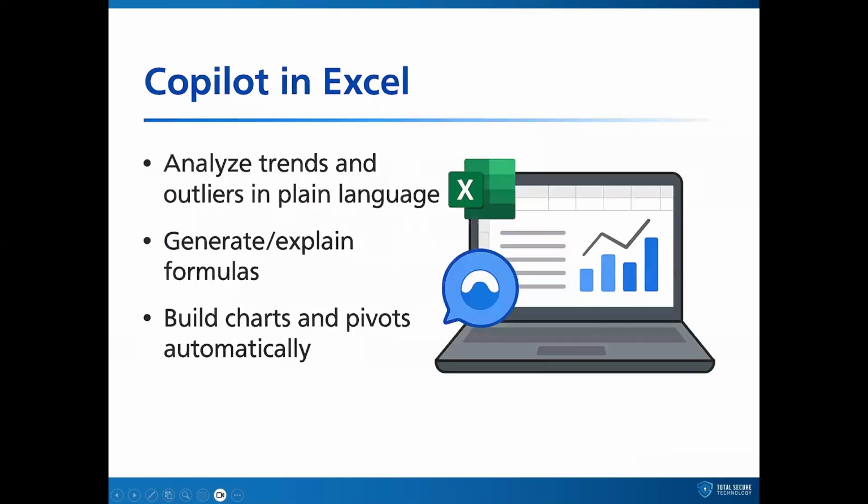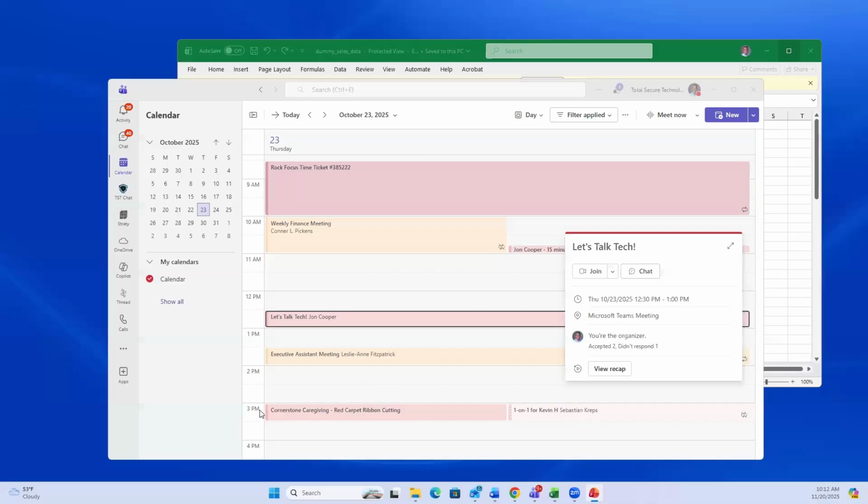So that was an example in Word, and then I'm going to get to our next one here, which is Excel. You can analyze trends and outliers in plain language, generate plain text, or generate and explain formulas. Build charts and pivots automatically within Excel. So if you're not an Excel, I'm not a huge Excel user myself, but this tool, Copilot, will really help you leverage Excel maybe in a more advanced way. And let me get into that one.